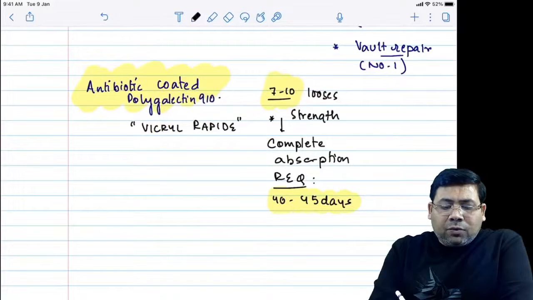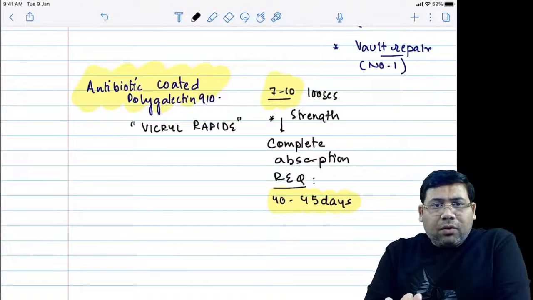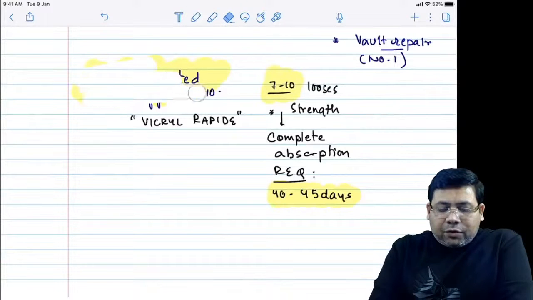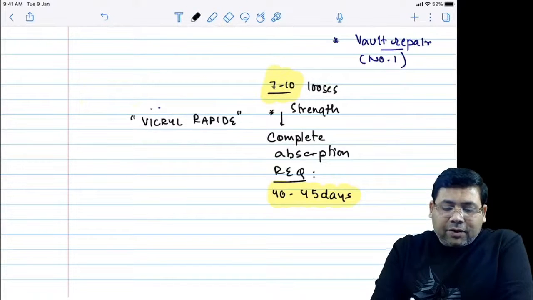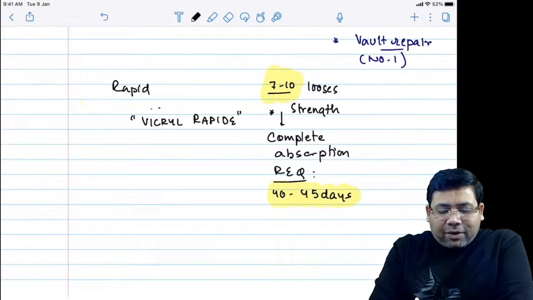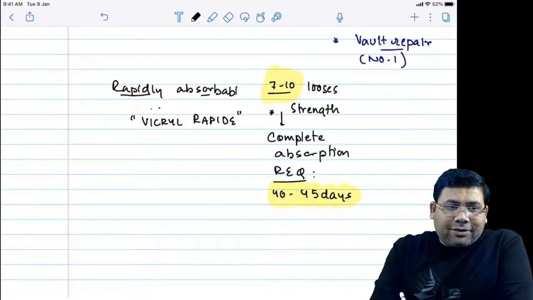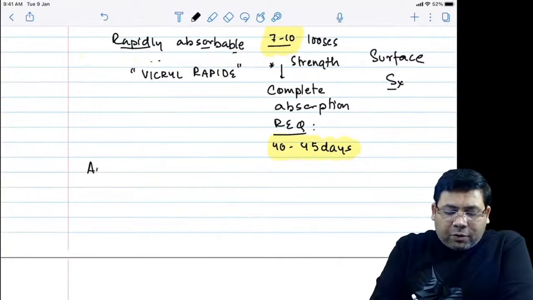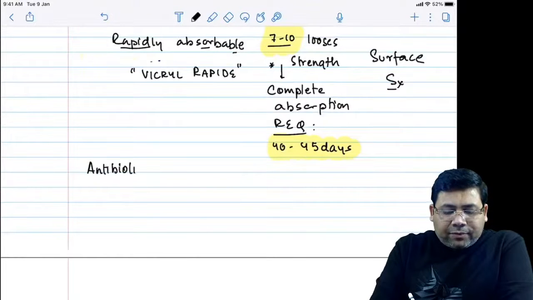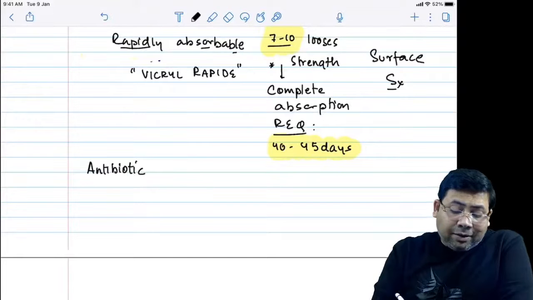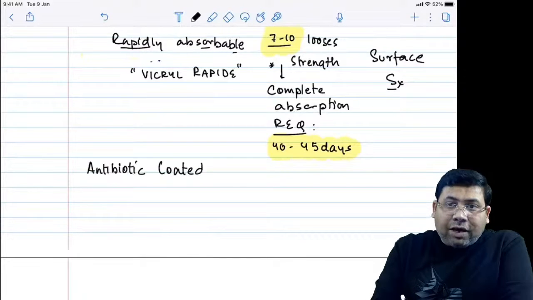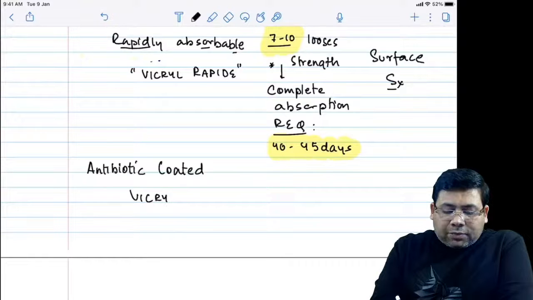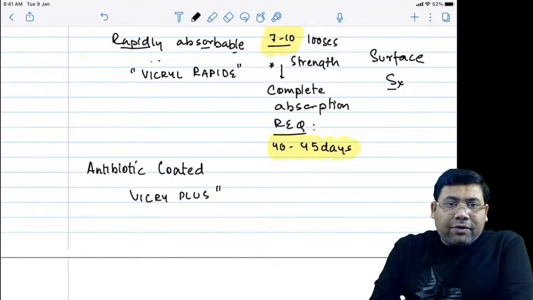Again, where do we use it? Just wait, I told you about the Vicryl Rapid. So this is rapidly absorbable Vicryl. Where do we use it? Again, for the surface surgeries. Then we also have antibiotic coated polyglactin. This is different. Vicryl Rapid is a rapidly absorbable Vicryl. Antibiotic coated polyglactin is known as Vicryl Plus.